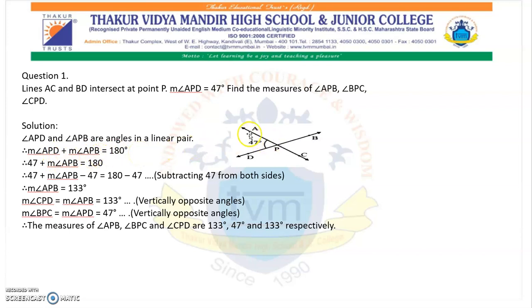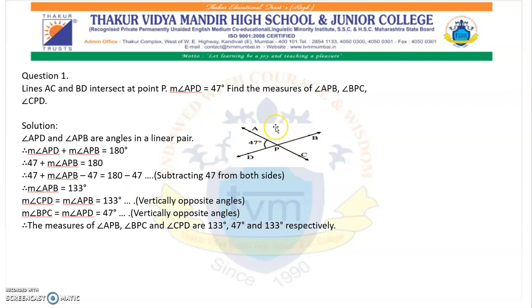We know from the figure that APD is given as 47 degrees. Substitute the value: 47 plus measure of APB equals 180 degrees. Subtract 47 degrees from both sides. We get measure of angle APB as 133 degrees. So this angle will become 133 degrees.